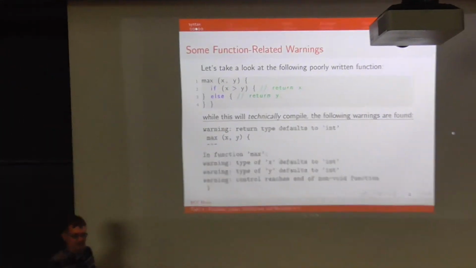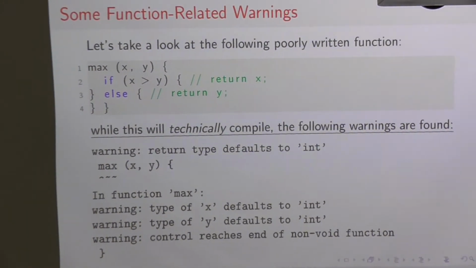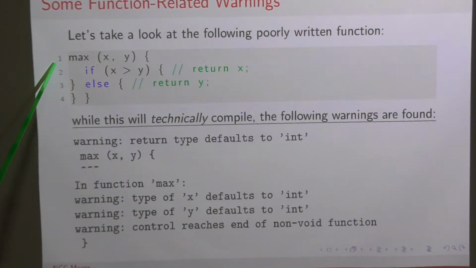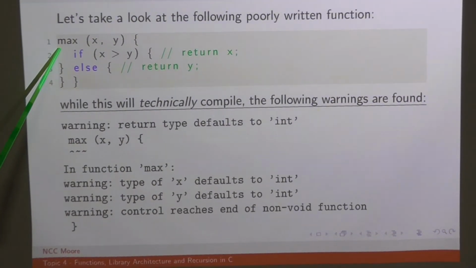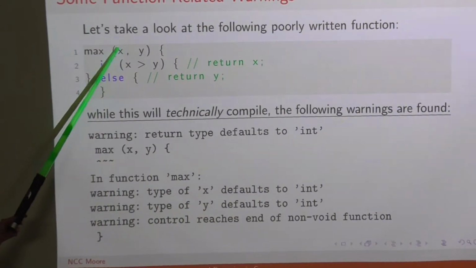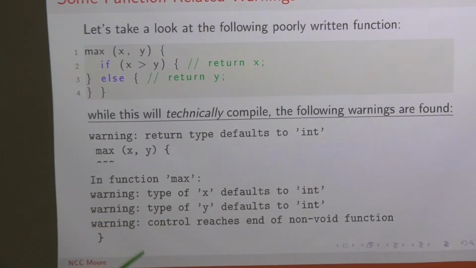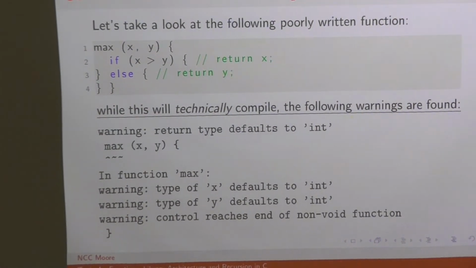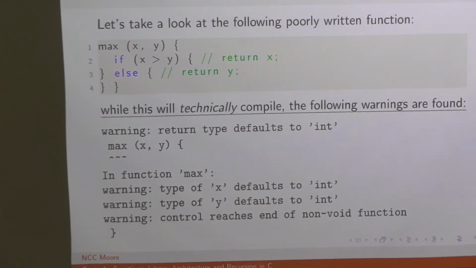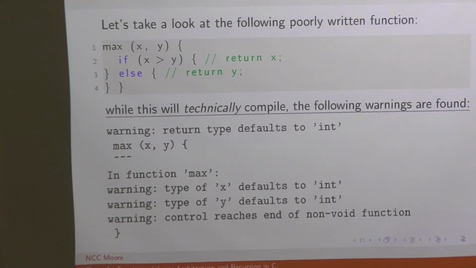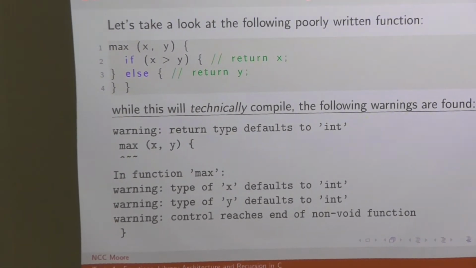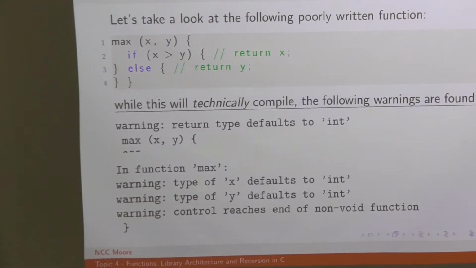While this will technically compile, the following warnings are found. Number one, return type defaults to integer, because no return type has been declared. Warning, type of X and Y both default to integer because return types have not been declared. Or input types, not return types. Anyway, warning, control reaches the end of a non-void function because we have commented out the part where we are returning anything. This is not a useful function, but it will still compile.